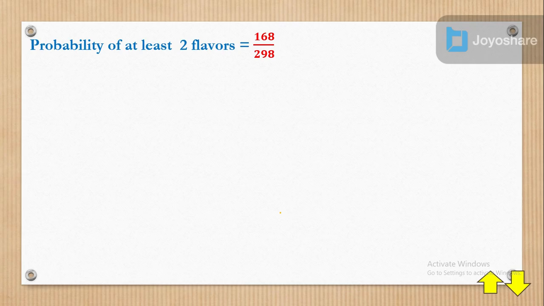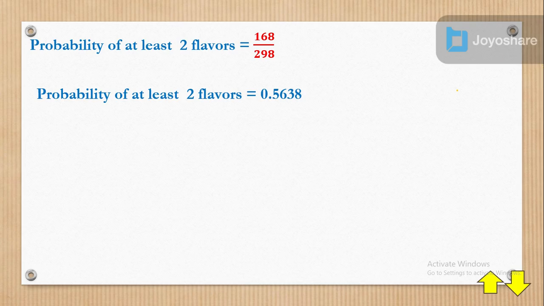The next part talks about our final part, which says probability is now equal to, since we have all the answers, 168 over 298. 298 is our total, or the universal. Now that will give us the probability of at least 2 flavors, which is 0.5638.